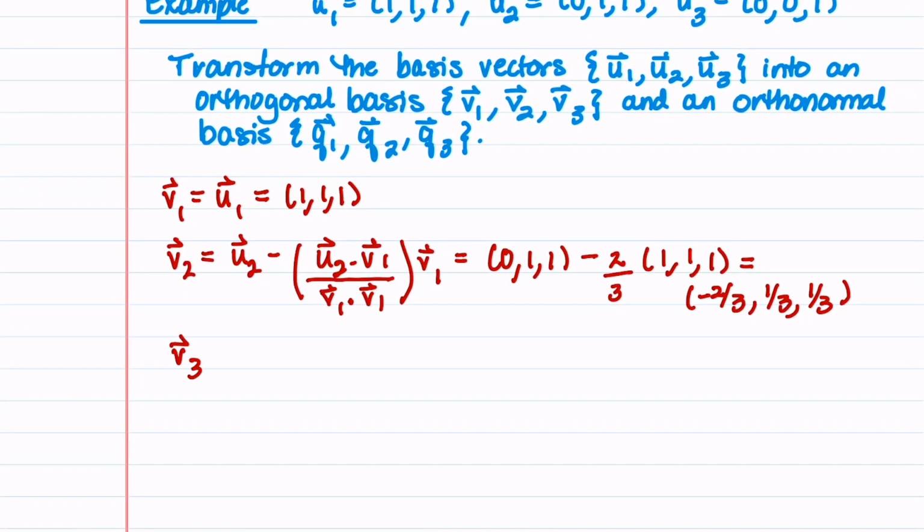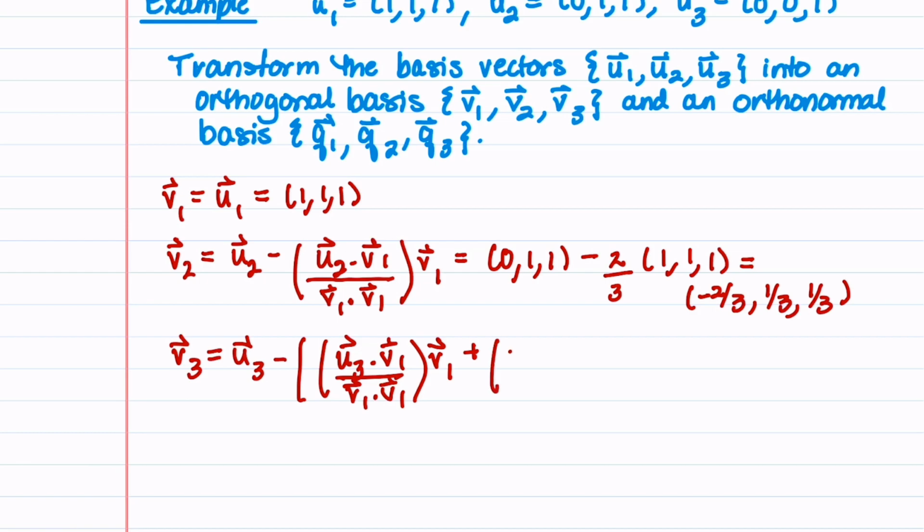And then v3 is going to be u3, notice the pattern, minus u3 dot v1 over v1 dot v1 times v1, plus, a lot of students make a mistake and put a minus there, plus u3 dotted with v2 over v2 dot v2 times v2.